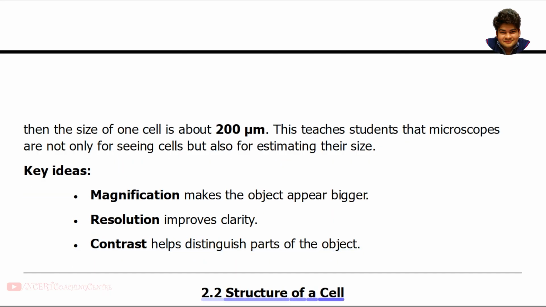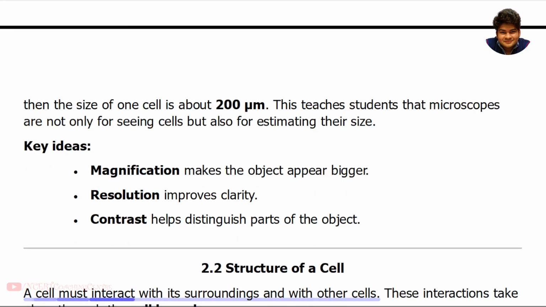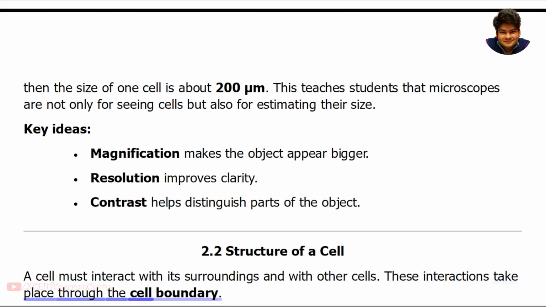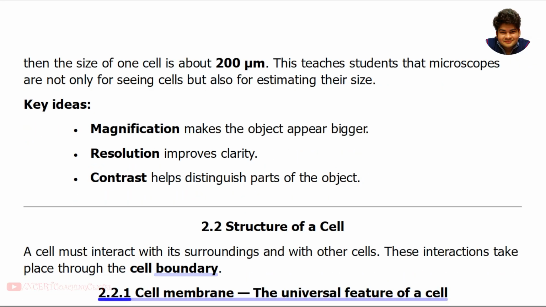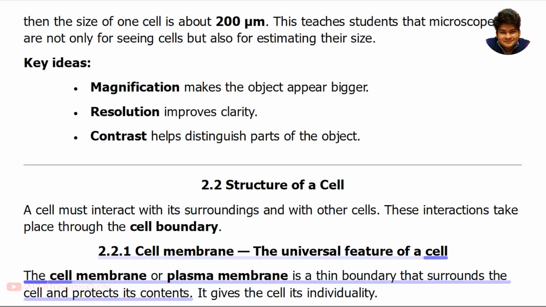2.2 Structure of a cell. A cell must interact with its surroundings and with other cells. These interactions take place through the cell boundary. 2.2.1 Cell membrane, the universal feature of a cell. The cell membrane or plasma membrane is a thin boundary that surrounds the cell and protects its contents. It gives the cell its individuality.